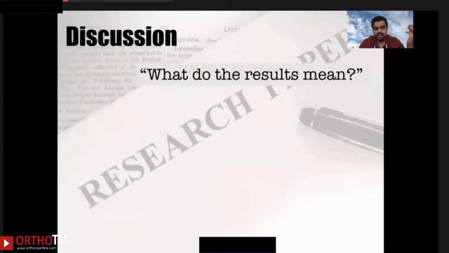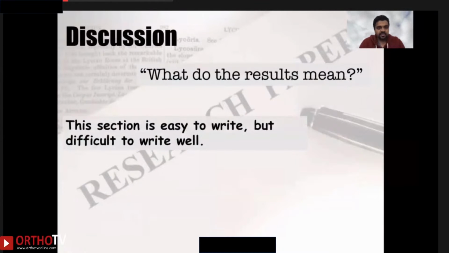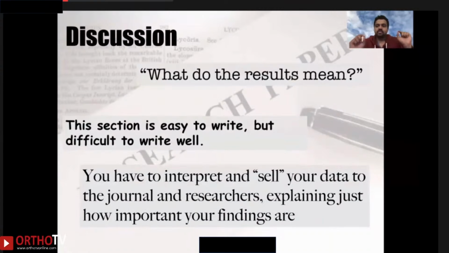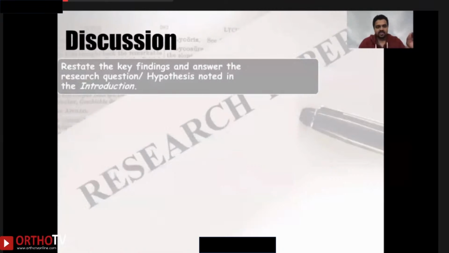The discussion. It means, what do the results mean? Okay, these are our results. What do other people say about it and all those things? This section is the easiest to write, believe me, but it's the most difficult to write well. In fact, you should be a salesman over here. You should actually interpret and sell your data to the journal, and convince the editor, see, this is my study, this is how it's different. So please accept it. A good discussion will get you through to a good journal.